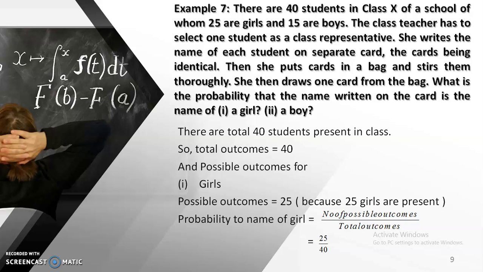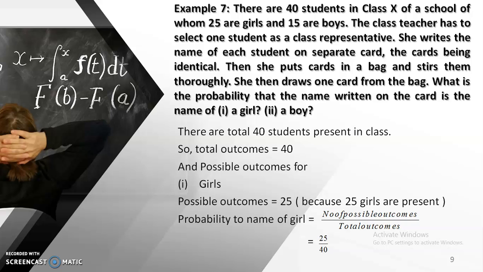It's example 7. There are 40 students in class 10th of a school, of whom 25 are girls and 15 are boys. The class teacher has to select one student as a class representative. She writes the name of each student on a separate card, the cards being identical. Then she puts the cards in a bag and stirs them thoroughly. She then draws one card from the bag. What is the probability that the name written on the card is the name of, first, a girl and, second, a boy?